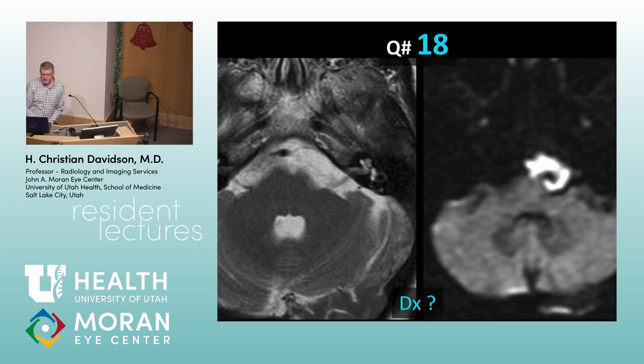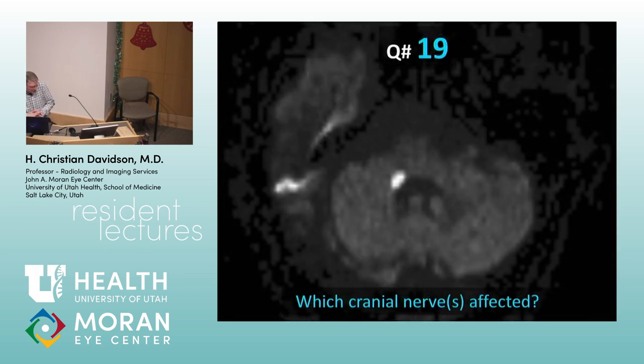Okay, so this is a patient with slowly progressive hearing loss and mild facial weakness on the left. Let's say they're probably a younger adult or middle-aged adult. This is a T2 sequence on the left and then a diffusion on the right. This is another patient with hypertension, diabetes, microvascular disease with an acute lacunar infarct. This is a diffusion image. And the question is, in this location, which cranial nerve or nerves are going to be affected?